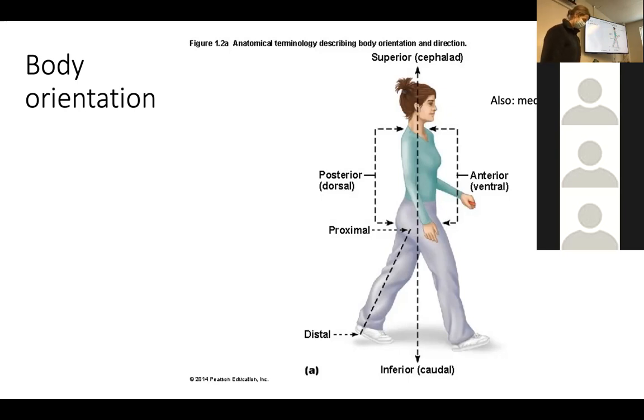So if you're talking about your leg, the knee would be proximal to the foot. Your knee is closer into the trunk of your body than your foot is. So your foot would be distal to the knee. You can flip it and use the opposite. Does that make sense? Proximal distal is a tough one.